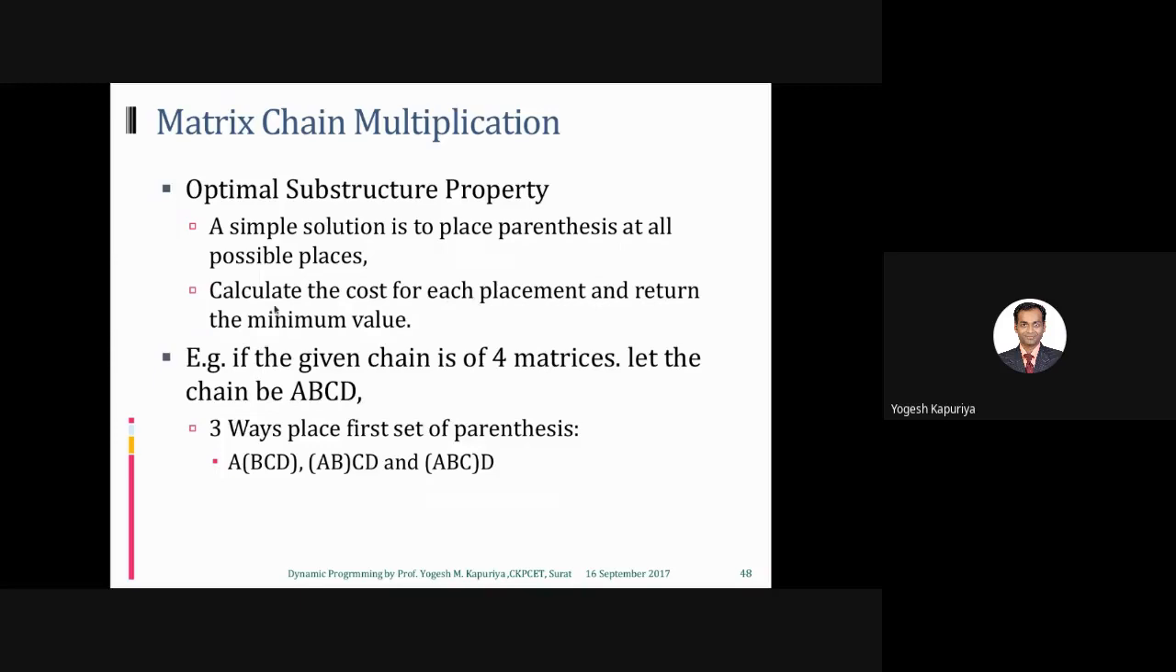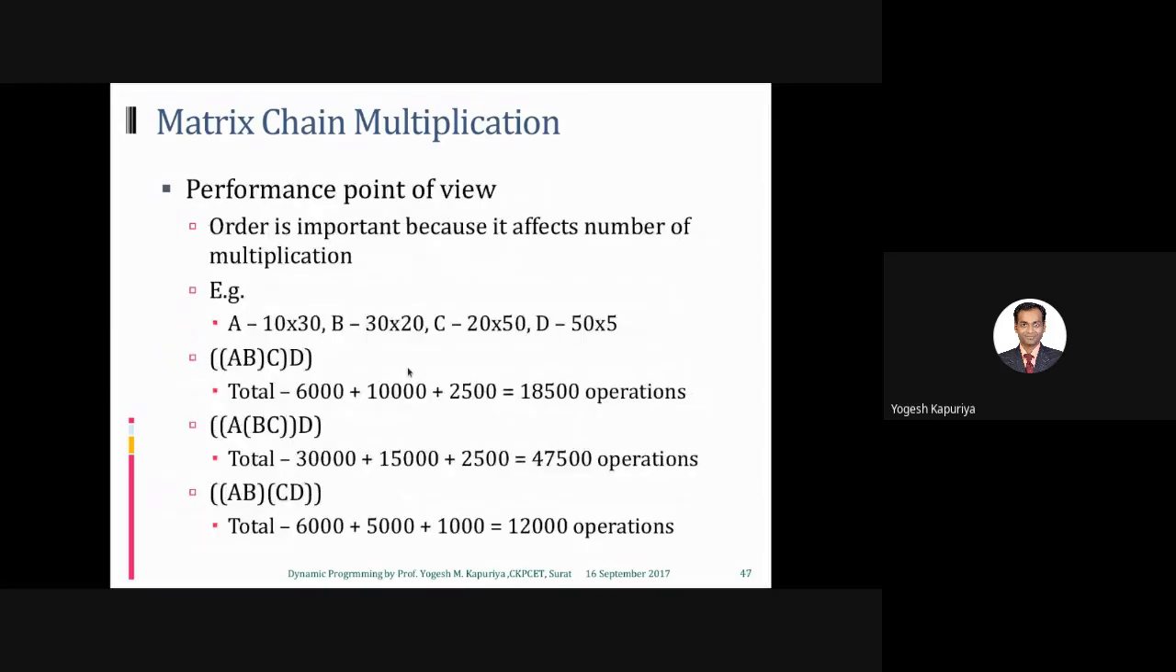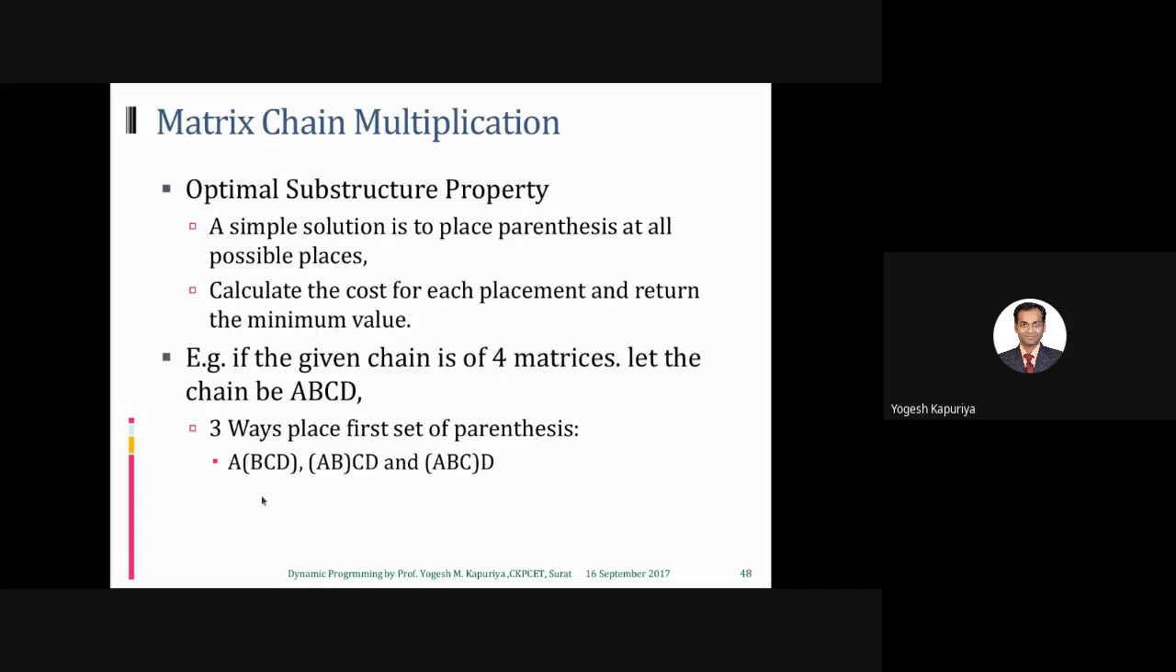So what can be a general or simple solution? Simple solution will be like this. We compute for everything. Just find out the way by which it can be done, and then you select this. So that's called a brute force approach. You just try out all the possibilities and find out which one is minimum. But obviously that is not an efficient way to find out the results.